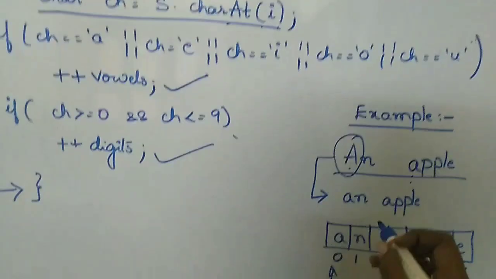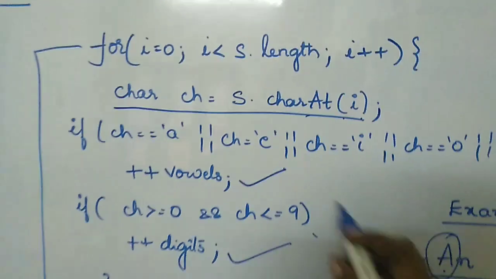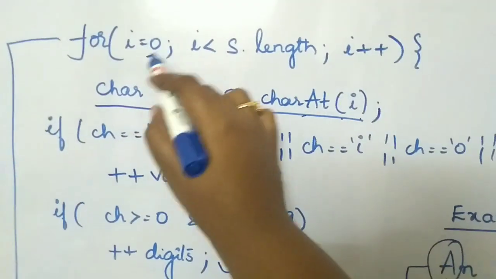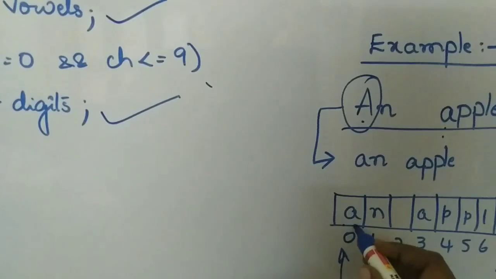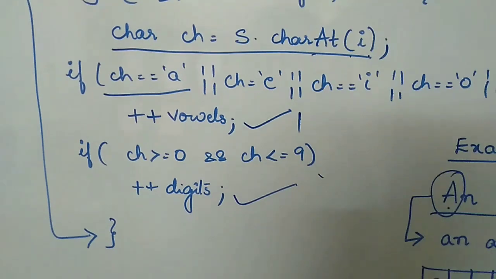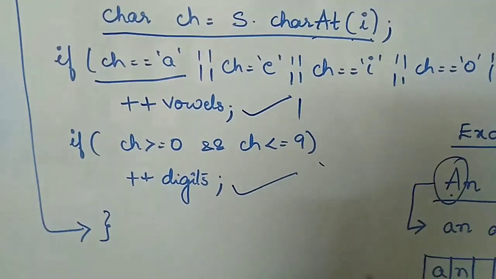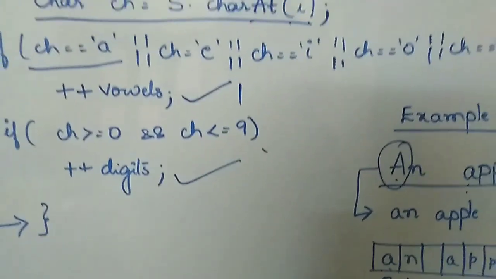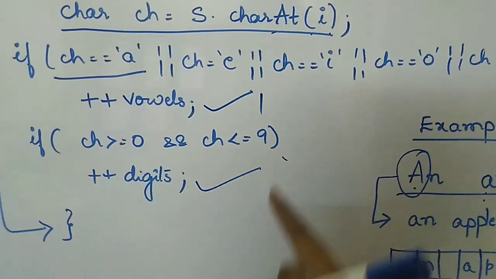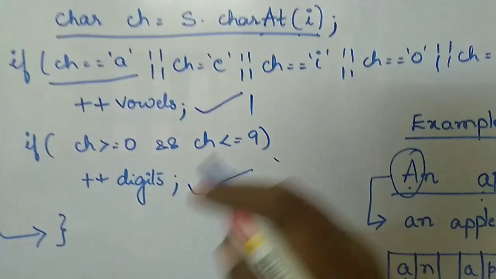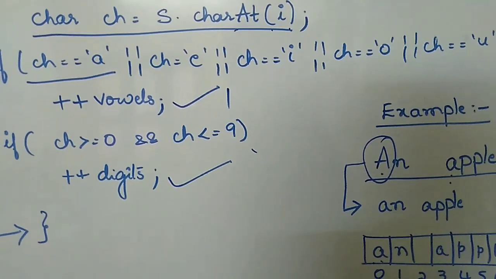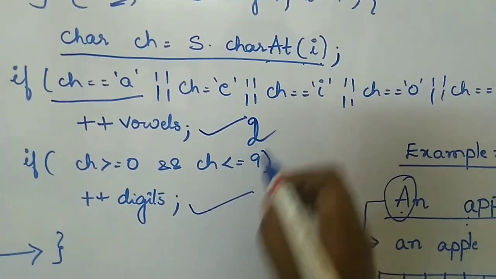Since the first letter is a, s.charAt(i) where initially i is 0, at the 0th position is a. Since this matched, vowels gets incremented, so the counter becomes 1 now. In the next case it is n. n is not a vowel and we are not counting n over here, so n will simply be ignored, and no counter will be incremented. Next is space, no counter will be incremented. And next is again an a, so the vowels counter will become 2.